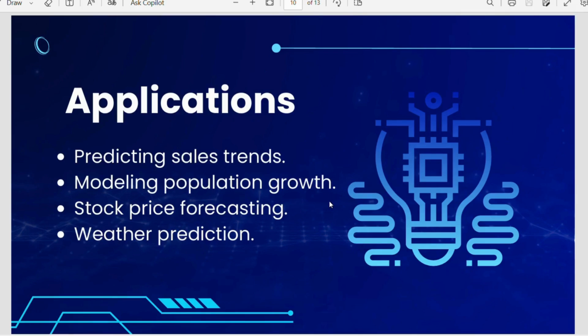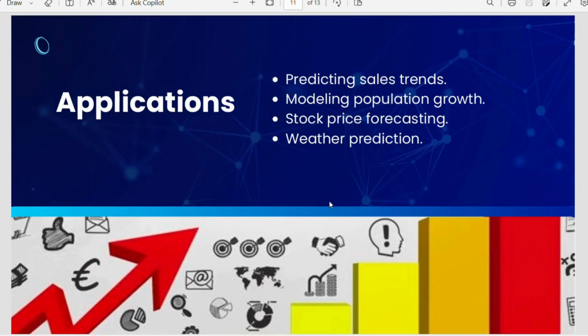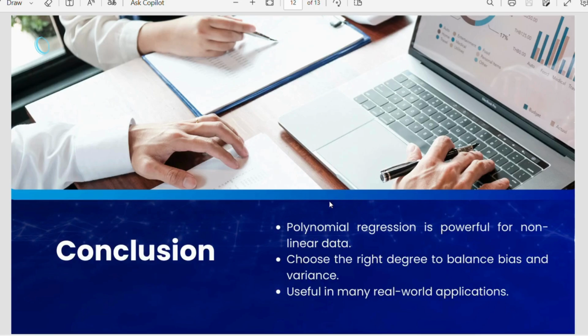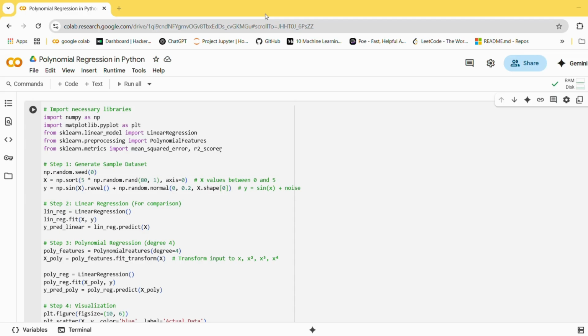And coming to applications, and this is the conclusion. Polynomial regression is powerful for non-linear data, choosing the right degree to balance bias and variance, useful in many real-world applications. Thank you.